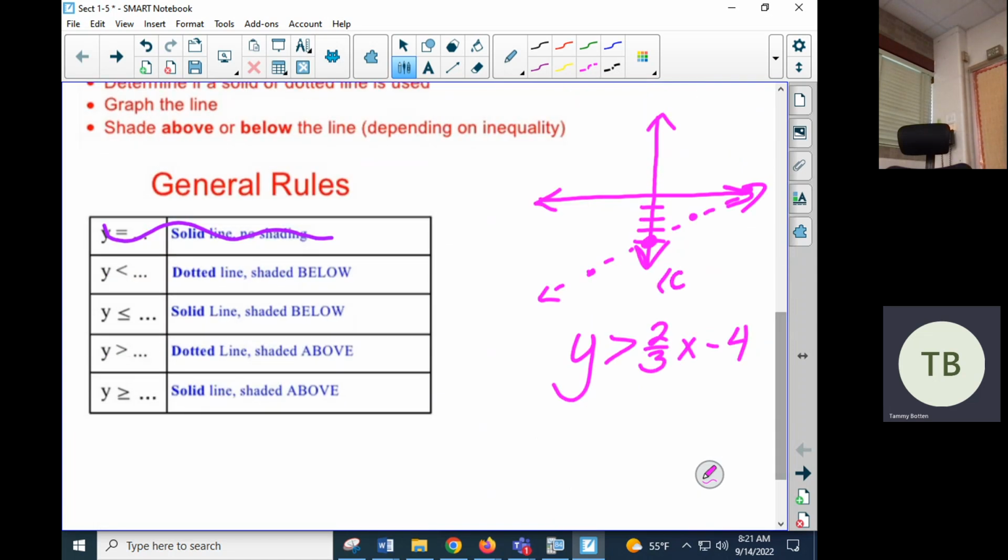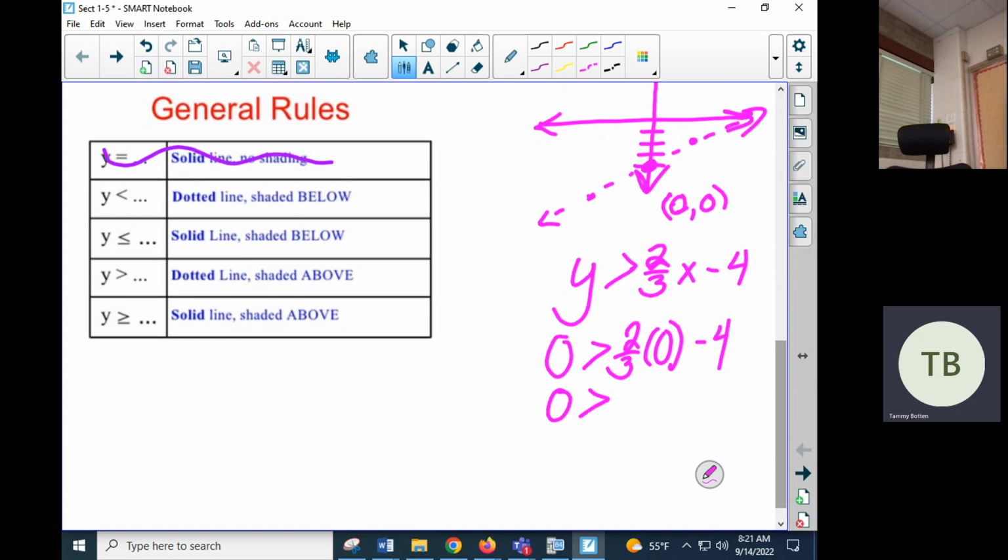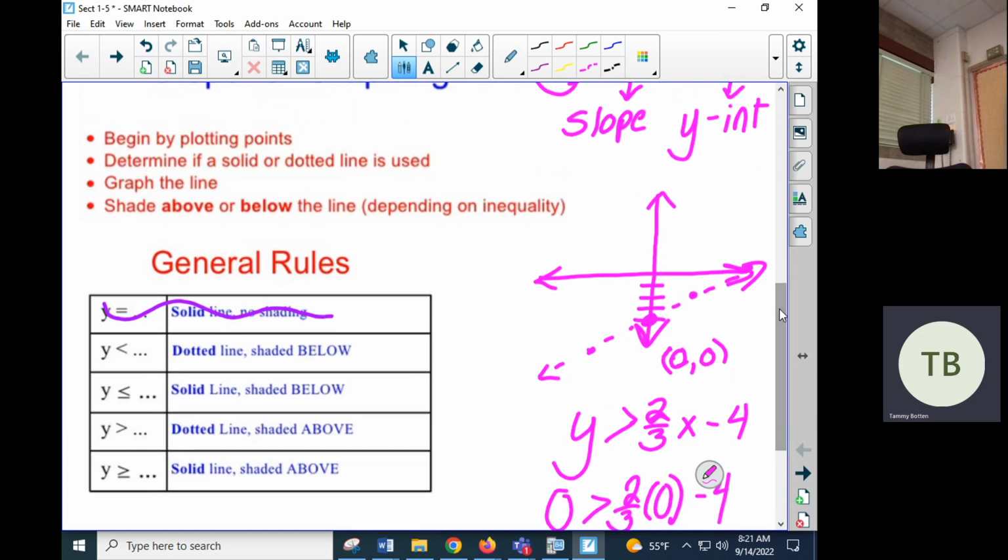Okay, and if you chose the origin, you would just put 0 in for each of these. Okay, and so you check, is 0 greater than 2/3 times 0 minus 4? Well, 2/3 times 0 is 0. 0 minus 4 is -4. So you would think, is 0 greater than -4? And it is. So that means at 0, 0, it should be shaded. So your line would be shaded up here. Okay.